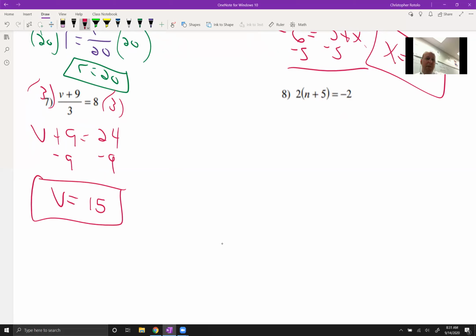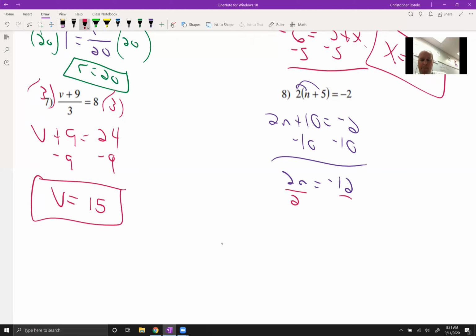All right, number 8. Okay, so you have a couple choices here. And typically what I'll see out of my students is we're going to distribute here, and we're going to make it 2n plus 10 equals negative 2. And that's totally 100% fine. Okay, you're going to subtract 10. So we get 2n equals negative 12. All right, what has to happen next? Divide by 2. Awesome. So n turns out to be negative 6.